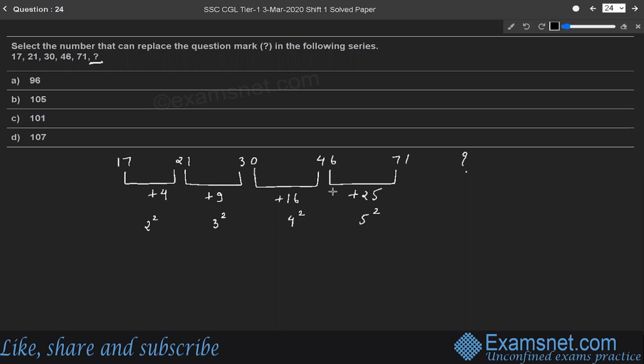So now can you tell me what could be the next square that we will add to 71 to get the required number in the place of question mark? It is forming a series which is 2 square, 3 square, 4 square, and 5 square. So the next number will be 36, which is square of 6. So it will be 6 square. Now 71 plus 36 gives 107. So in the place of question mark, the number is 107. So for this question, the correct option will be option number D. I hope you are clear with this question.